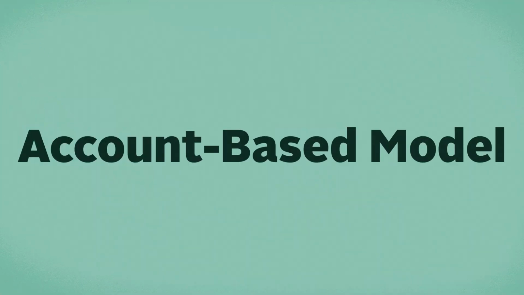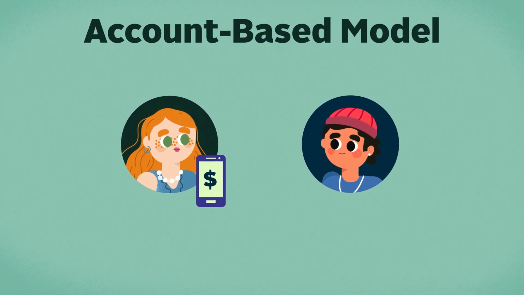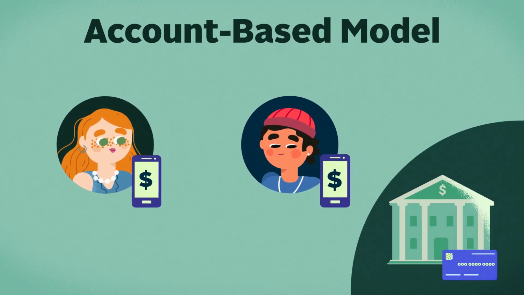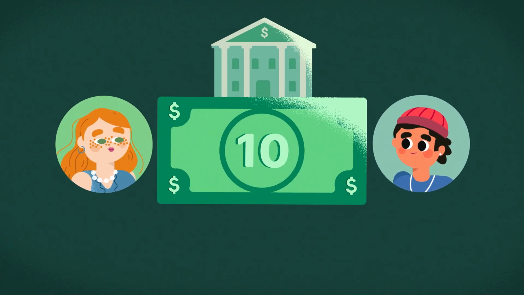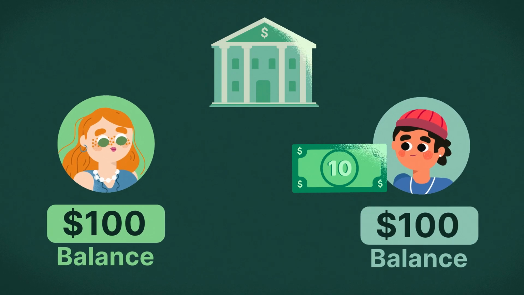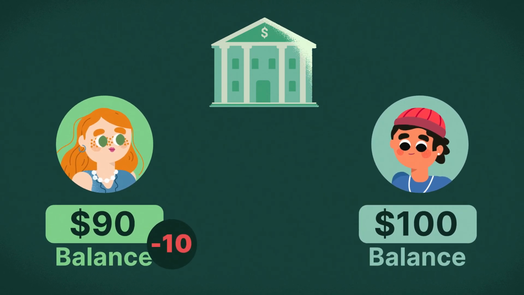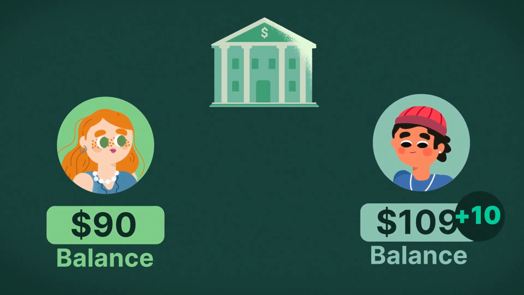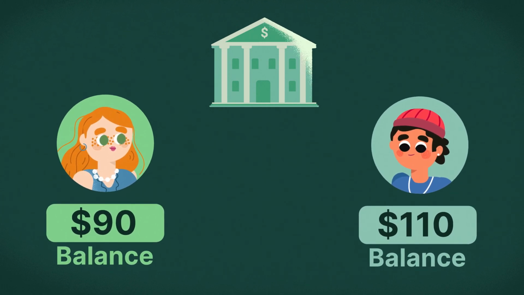In the account-based model, each user has an associated balance, similar to a traditional bank account. For example, if you wanted to send $10 to your friend Jamie, the bank would record this transaction as a debit of $10 from your account and a credit of $10 to Jamie's account on the ledger.